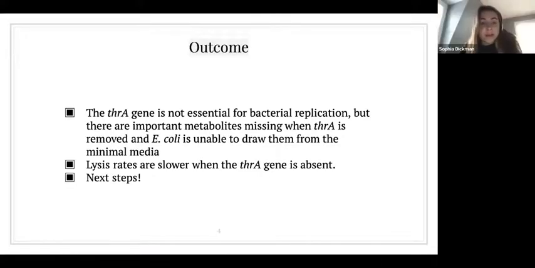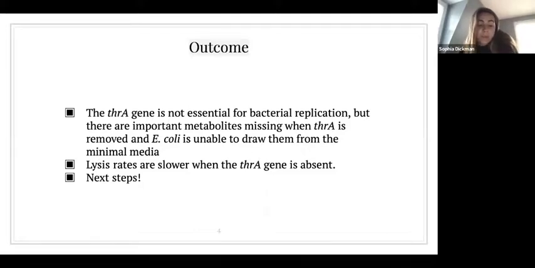So as seen by the data, the thrA gene replicated similarly to the parent strain in rich LB media, but slower in minimal media. And this means that the thrA gene is not essential for bacterial replication. There are important metabolites missing when the thrA gene is removed and the E. coli is unable to draw them from the minimal media. This also corresponds to previous findings that we saw in academic journals.